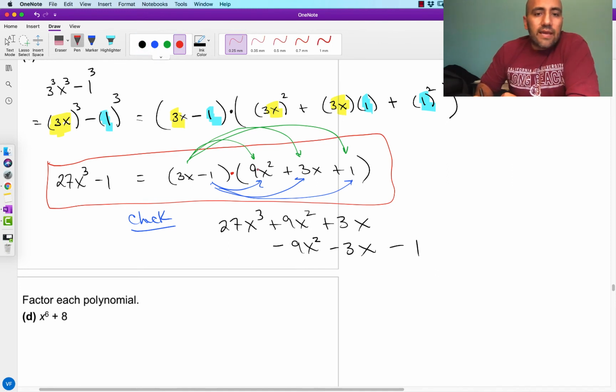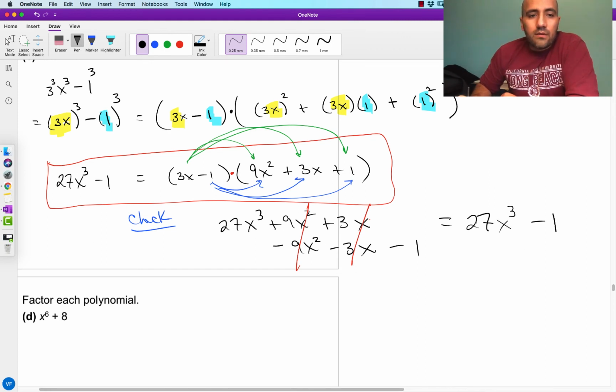The middle terms cancel out. These guys cancel, these guys cancel. And all I'm left with is 27x cubed minus 1, which is exactly what we wanted, right? So it worked out. All right, next one.